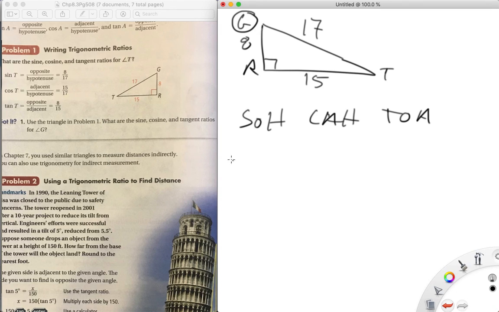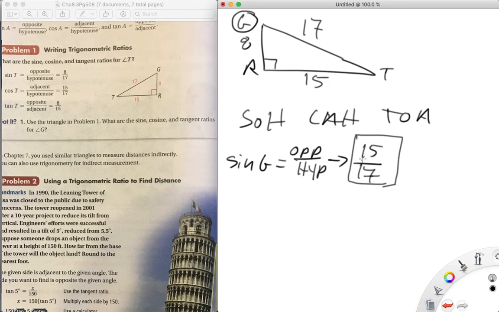So if we want to find sine of G, so opposite over hypotenuse, opposite of angle G is 15. Hypotenuse is always going to be opposite of 90 degrees, that's going to be 17. So 15/17. If you can, simplify the fraction. If not, we keep it as a fraction. No decimals. I repeat, no decimals.